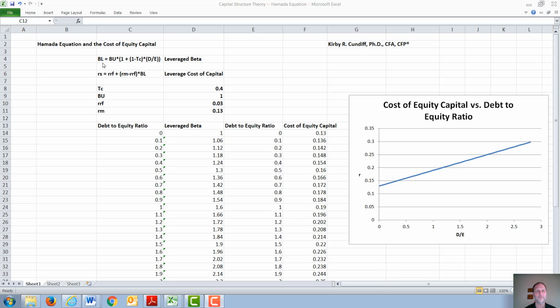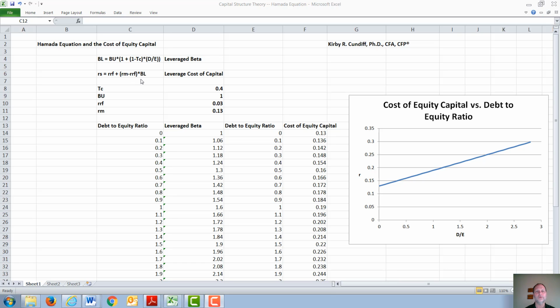Once a leverage beta is calculated, it can be stuck in the capital asset pricing model, again such that the cost of equity capital or cost of retained earnings equals the risk-free rate plus the market risk premium, which is the rate of return on the market minus the risk-free rate, times beta.